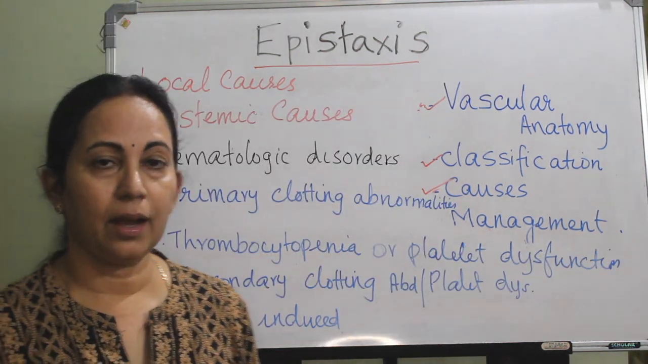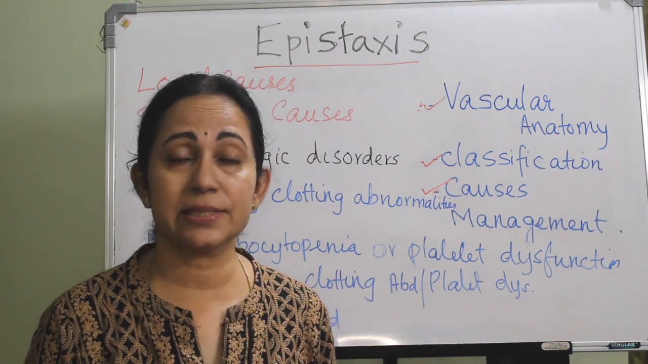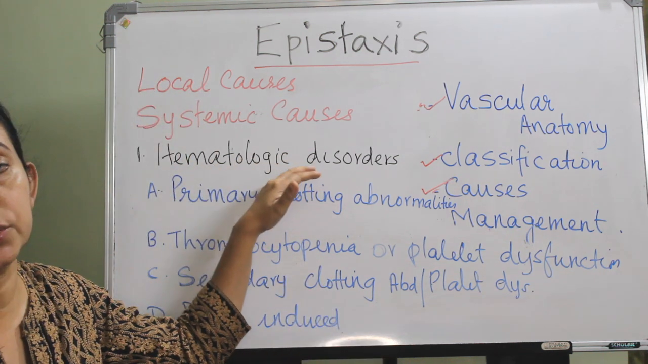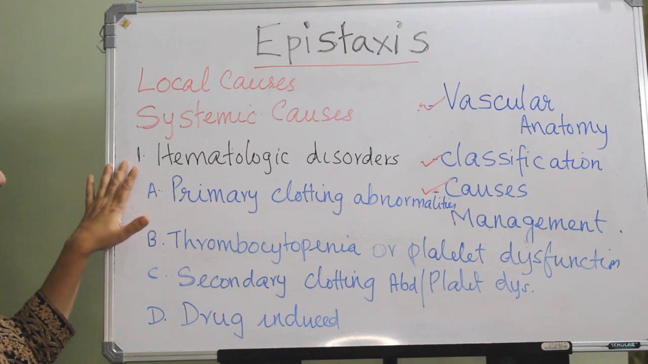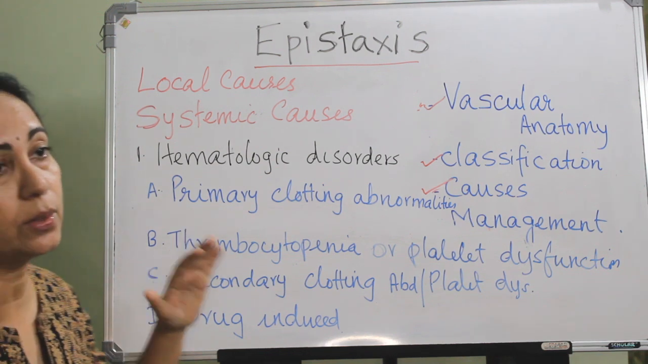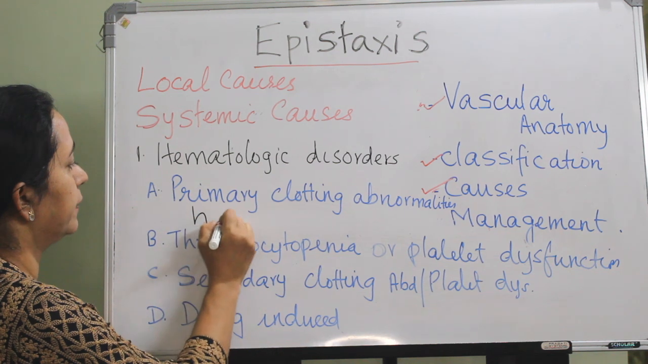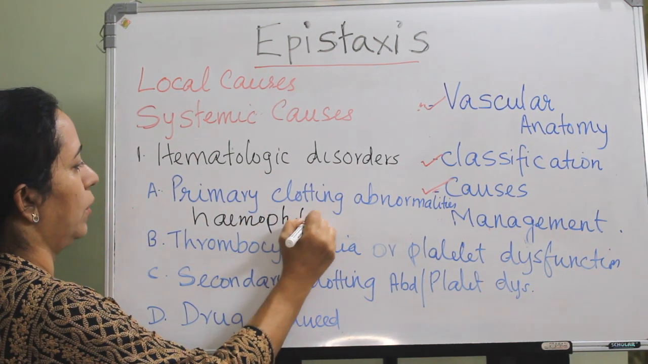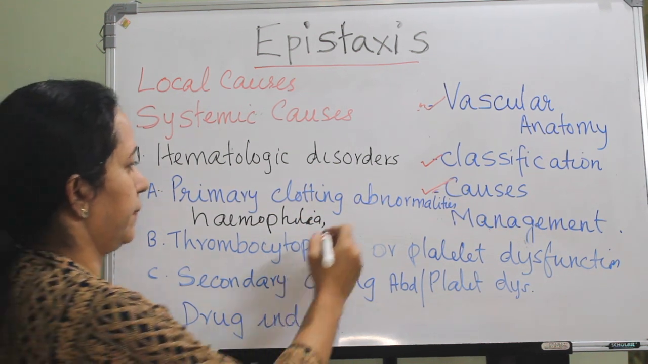Under the systemic causes, mainly we can divide it into diseases like hypertension, hematological disorders, or vascular abnormality. Under hematological disorders mainly come the primary clotting abnormalities, like hemophilia or von Willebrand's disease.